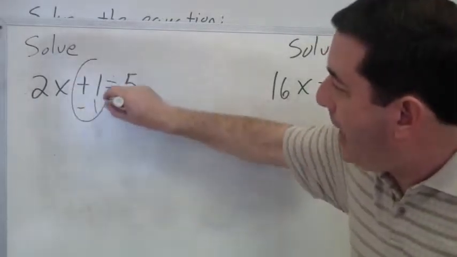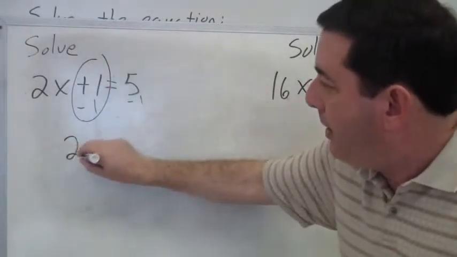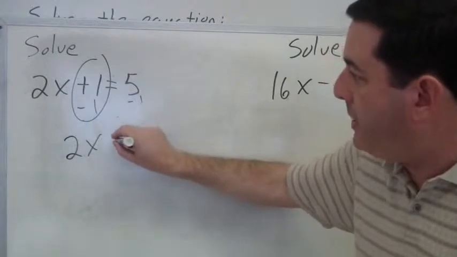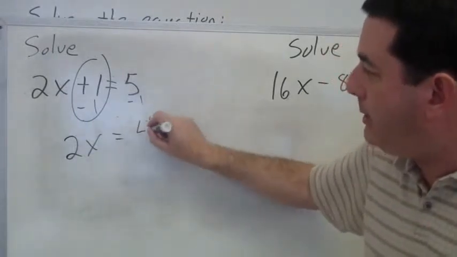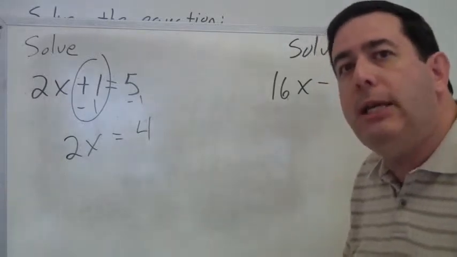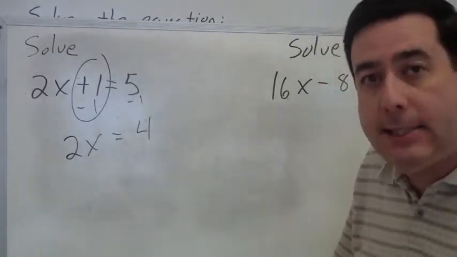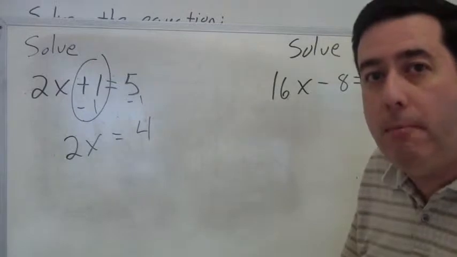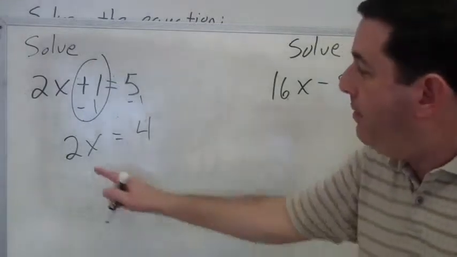Now again, these are additive inverses and go away, leaving me 2x on the left and 5 minus 1 is 4 on the right. I didn't want to know what 2x was. I wanted to know what x is going to be. So there's still a little bit more that needs to happen.